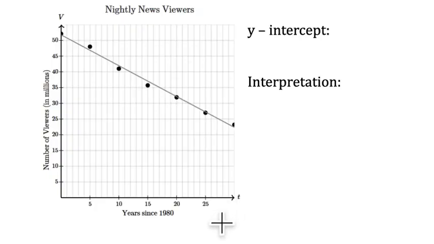Notice that the years on the x-axis are scaled by ones, and the number of viewers is scaled by fives. Let's focus on the y-intercept here. The y-intercept of the graph is here on the line at the point (0, 52). Which tells us that in 1980, 0 years after 1980, about 52 million people watched the nightly news.